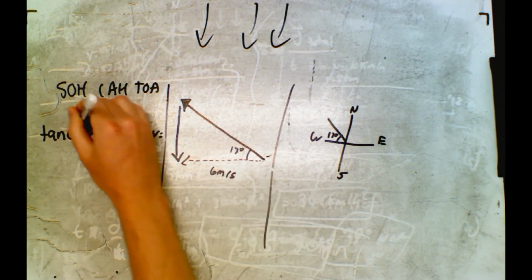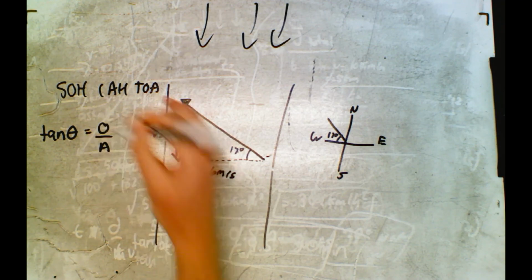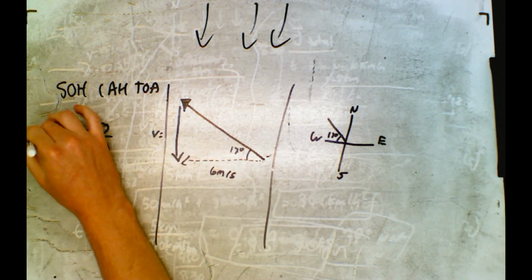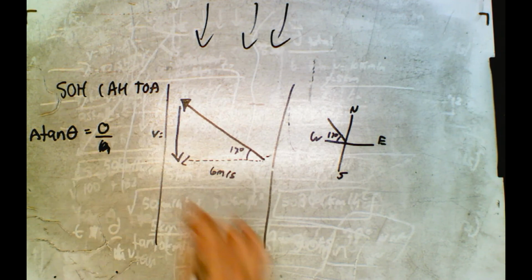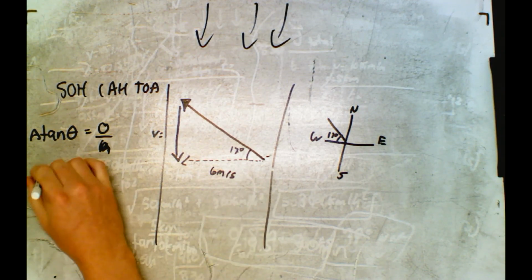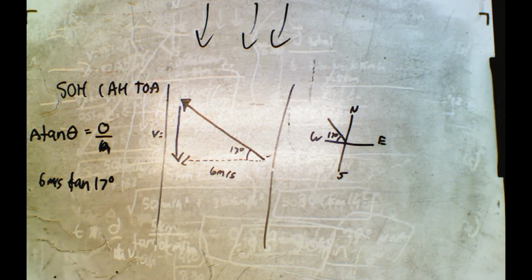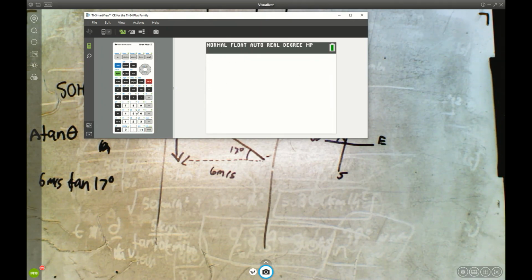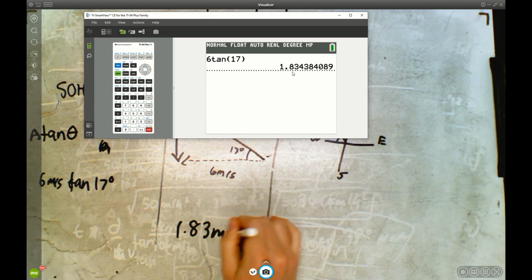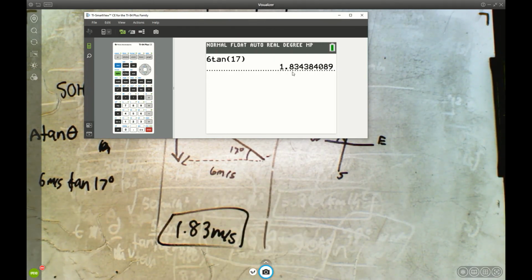So we set it up. Tan theta equals opposite over adjacent. We want to find opposite, so we just move adjacent up there. Well, that's really easy. We just go 6 meters per second times tan of 17 degrees. So if I go 6 tan 17, then I end up getting the speed of the river, which is 1.83 meters per second. Okay, south. But it just asks for speed, so direction doesn't matter.